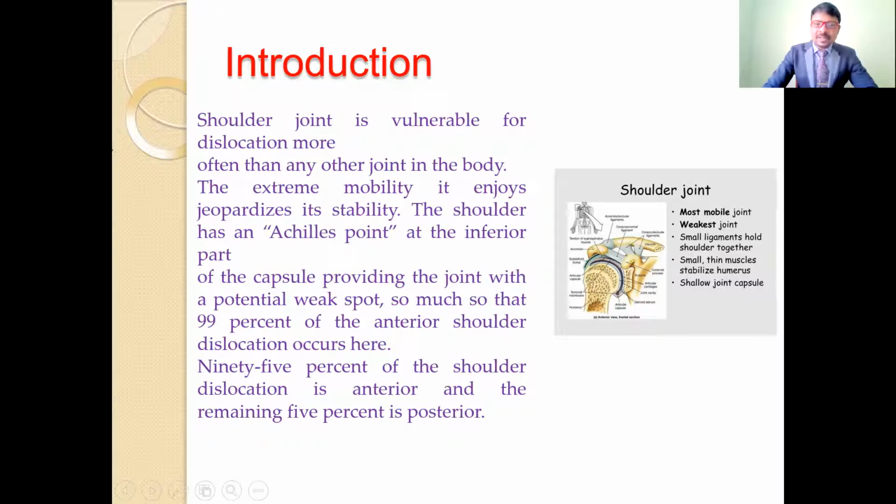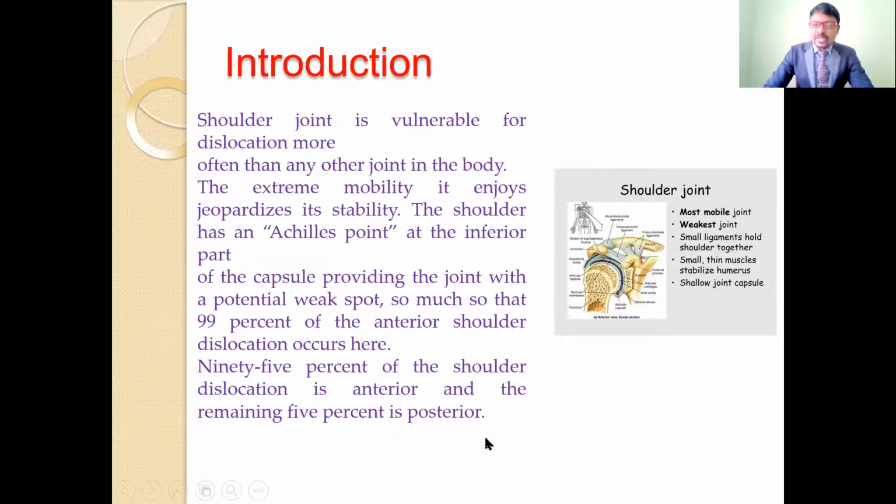The shoulder is the joint most vulnerable to dislocation in the body, because its extreme mobility jeopardizes its stability. Because of the mobility, there is less stability. The shoulder joint also has an Achilles heel, a weak point at the inferior part, so it may get dislocated.